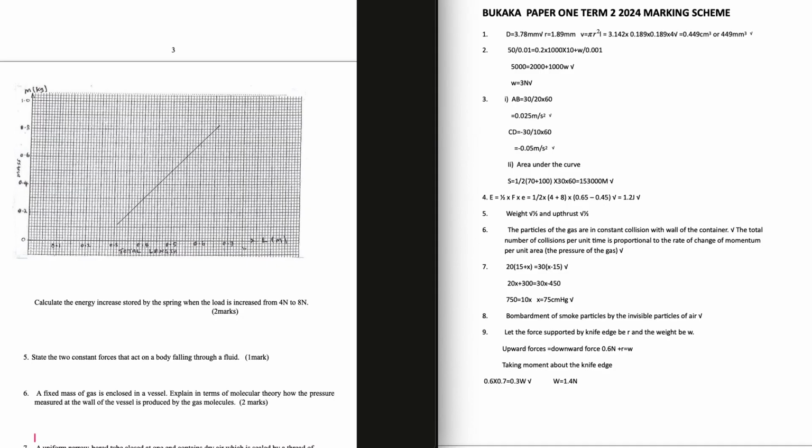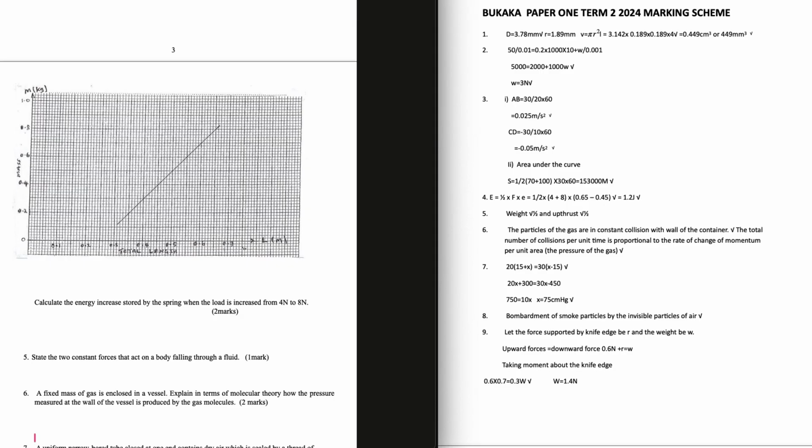Question 5. State two constant forces that act on a body falling through a fluid. Weight and up thrust.